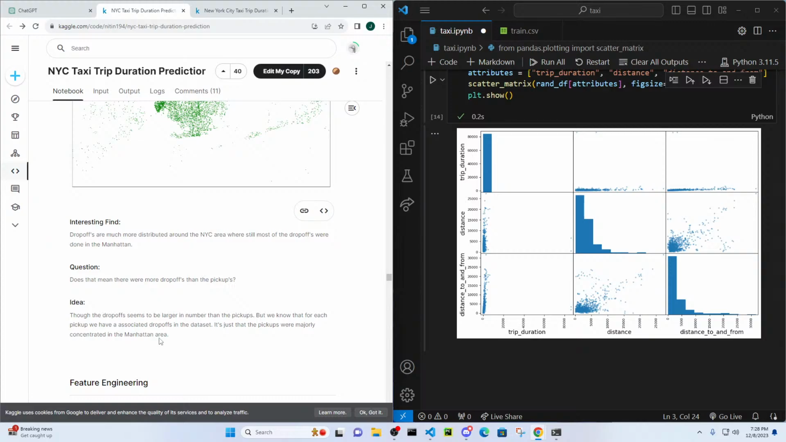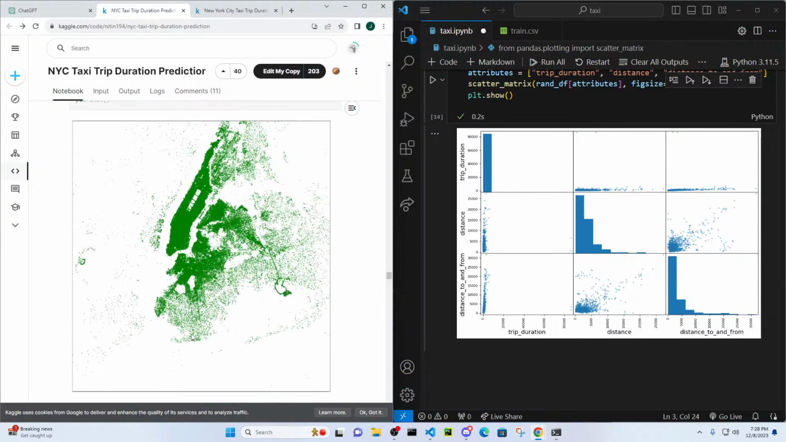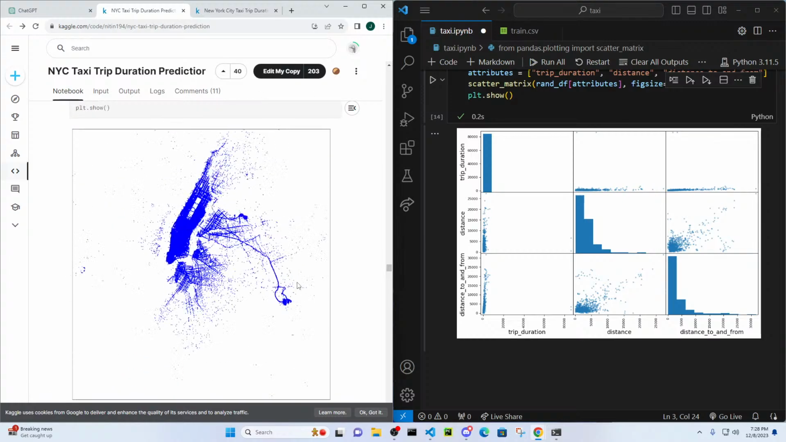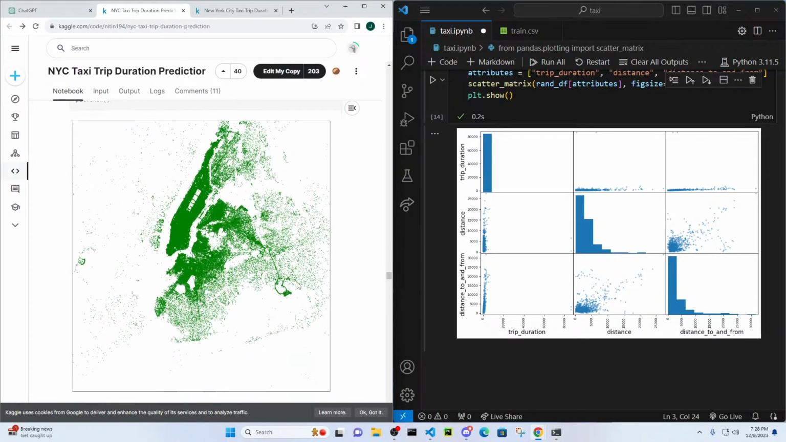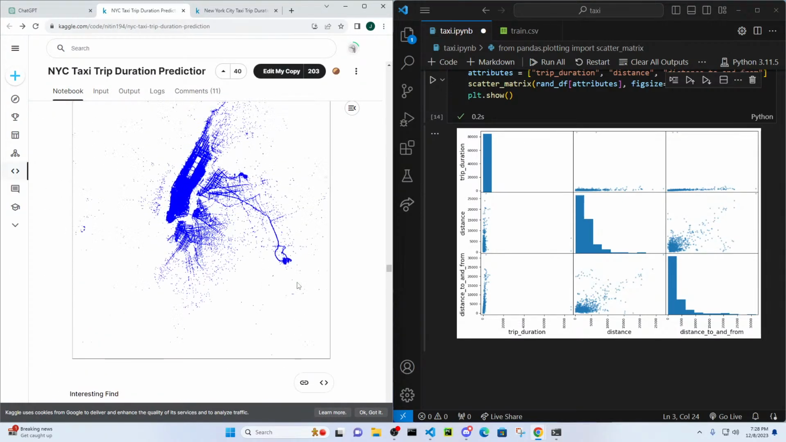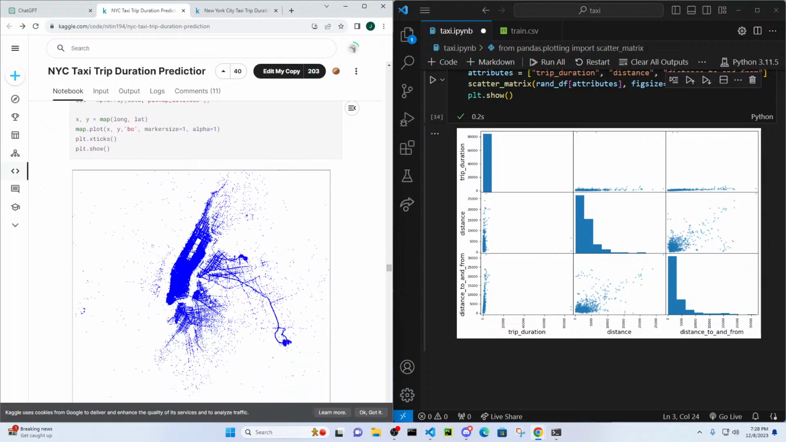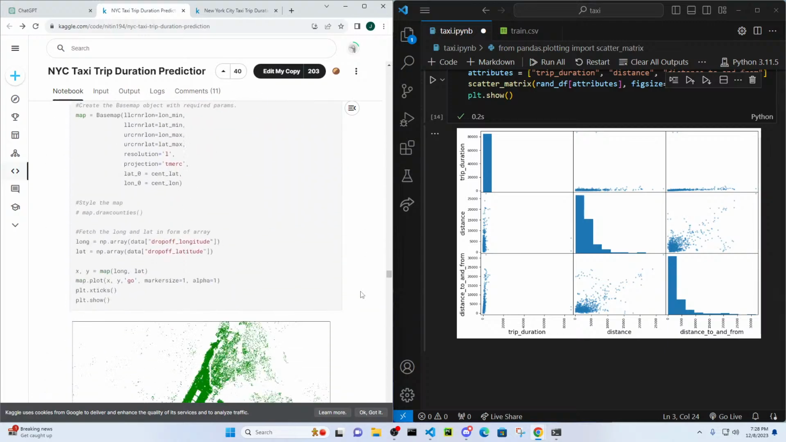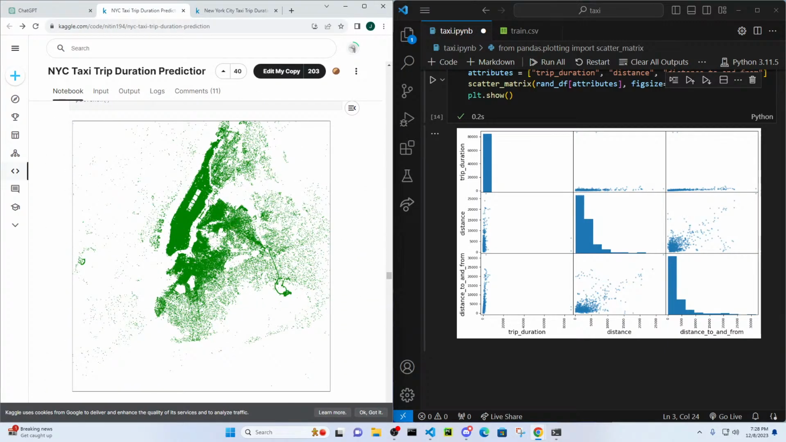Alright, so the drop-offs seem to be larger in number than the pickups, but we know that for each pickup we have associated drop-offs in the data set. It's just that the pickups were majorly concentrated in the Manhattan area. Yeah, and the drop-offs. So it looks like most people are being picked up from Manhattan, and there's way more drop-offs in the surrounding areas. Oh yeah, mostly Queens and Brooklyn.